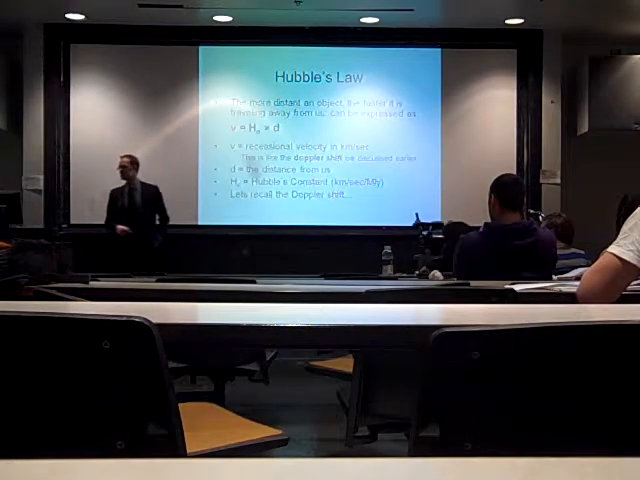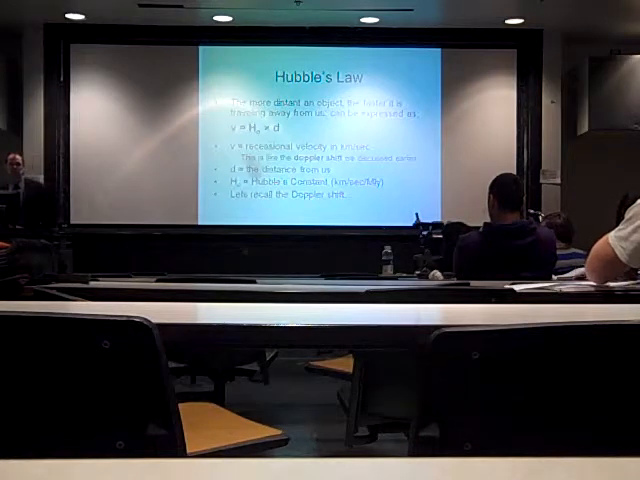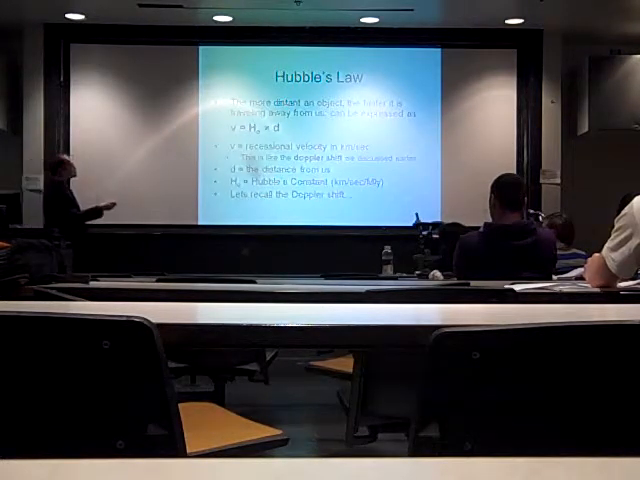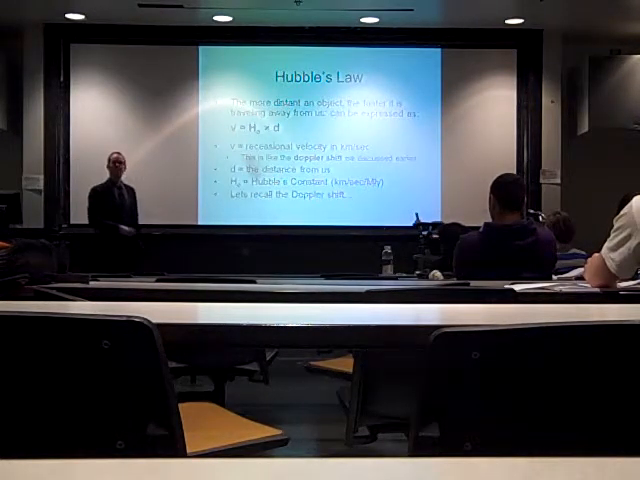So here's what the law says, that the velocity is related to the distance of the object. The velocity of the object traveling away from me is related to the distance of that object from me, times some constant that we now call Hubble's constant.